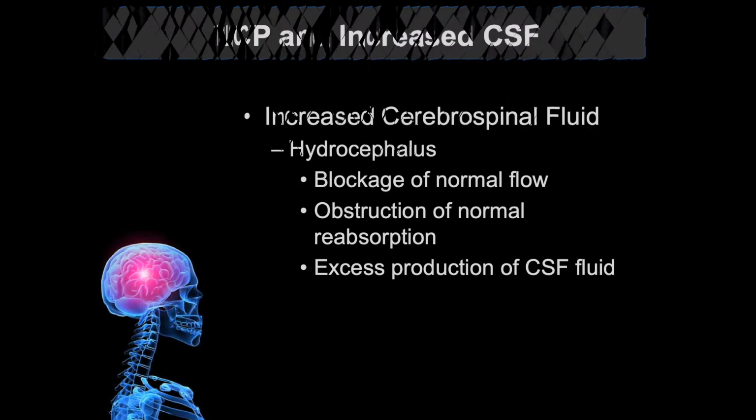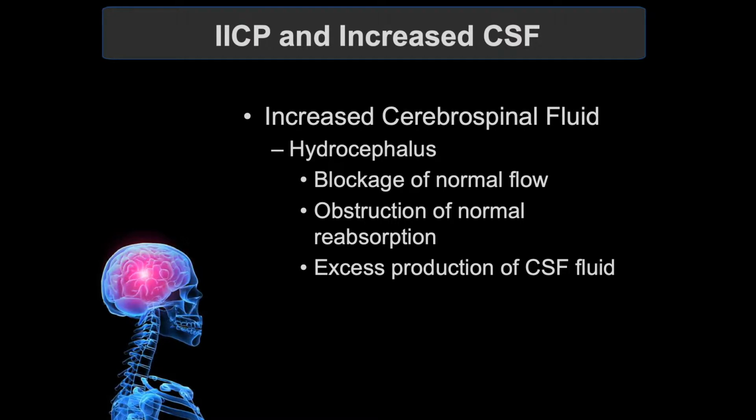The final component contributing to intracranial pressure is cerebrospinal fluid. Manipulation of CSF volumes by draining off excess CSF is often used in the critically ill, where a reduction of blood volume or brain tissue is not effective. Increased cerebrospinal fluid causes hydrocephalus, that is, from a blockage of normal flow or an obstruction of normal reabsorption, or the excess production of CSF.